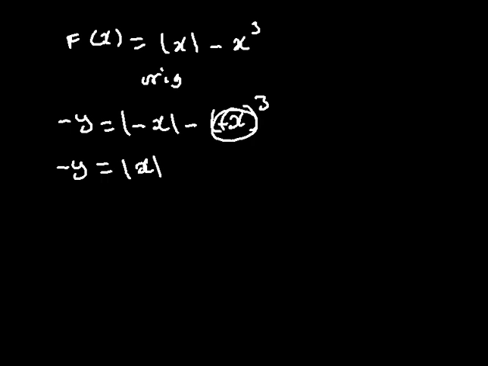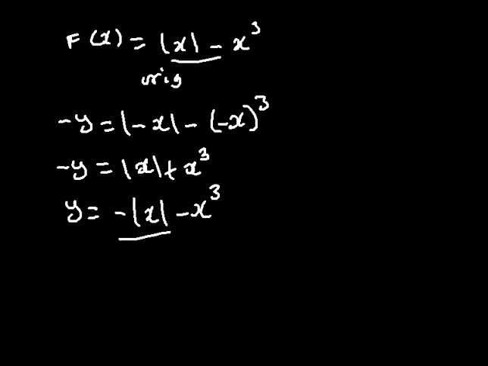It should be negative x to the power 3, that is, negative x to the power 3, times this negative, we'll have it as a positive, which means we'll have positive x to the power 3. Dividing everything by negative 1, we'll have y equals negative absolute value of x and negative x to the power 3. As you can see, this function is not the same as this, therefore the function is not symmetric about the origin.